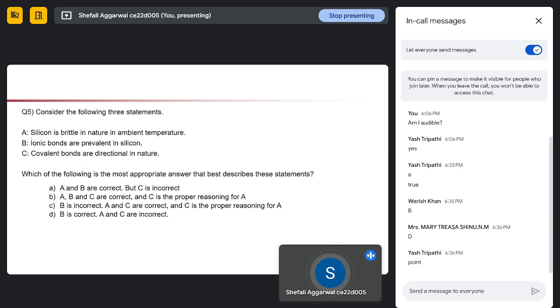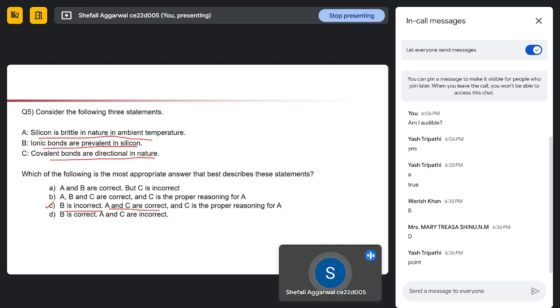So the first statement is that silicon is brittle in nature at ambient temperature. That is a correct statement. We all know silicon is normally brittle in nature. However, ionic bonds are prevalent in silicon, that is a wrong statement. In silicon, we don't have ionic bonds. We normally have covalent bonds, and covalent bonds are directional in nature. So that is correct, right? So A and C are correct and B is incorrect. So option C is the correct answer.